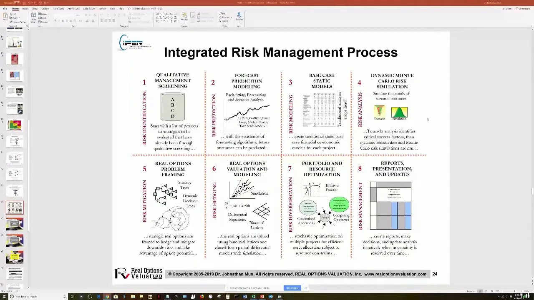Then steps 5 and 6, again, if we have time, we can jump into real options. Real options is where we look at risk mitigation and risk hedging. So we're looking at decision trees, strategy trees, option trees. We're looking at ways to reduce and hedge your risk, limit your downside, take advantage of the upside, and that has to do with flexibility. That shows you what potential outcomes could actually occur.